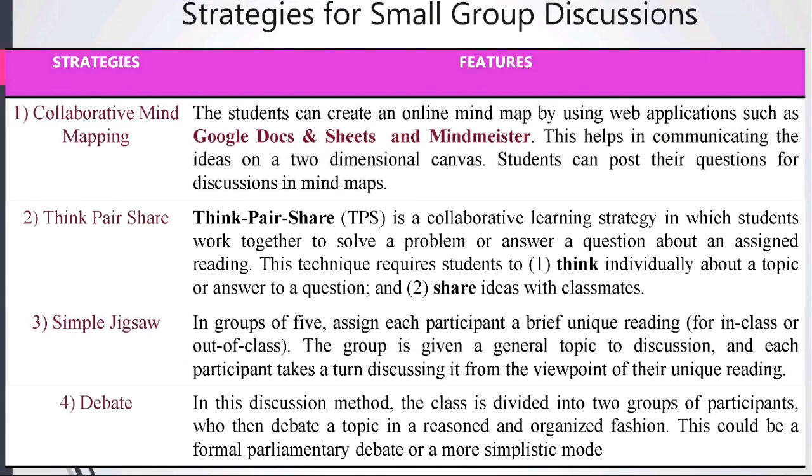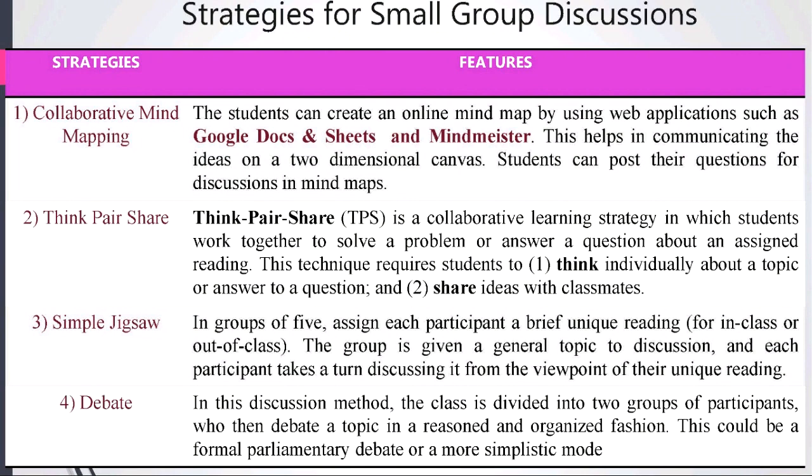What are some of the strategies for small group discussions? Here we have some strategies, and we have discussed some of them before. We have collaborative mind mapping, think-pair-share, the simple jigsaw, and the debate. How do we do the collaborative mind mapping? We have different programs and applications to do that, such as Google Docs, Sheets, MindMeister, and other programs. It is how we collaborate and write our ideas.